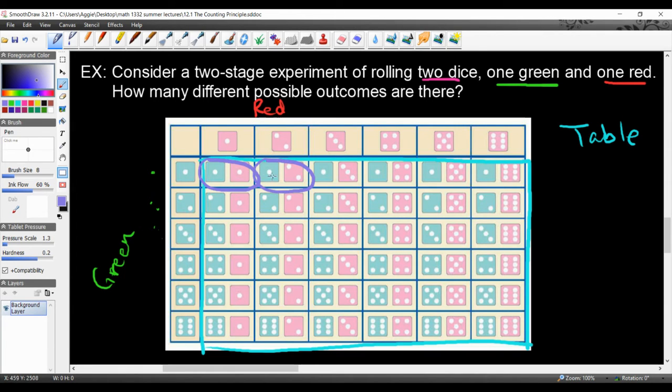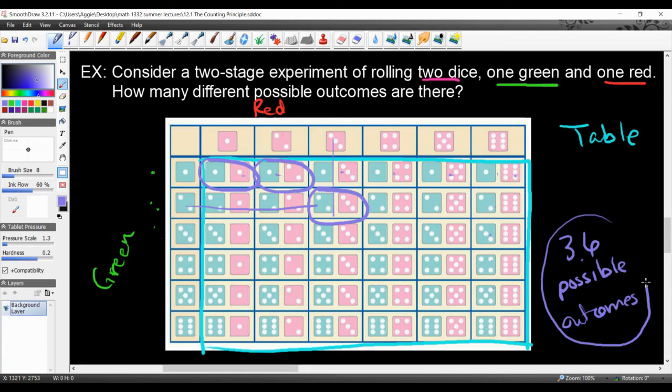You can kind of see they just kind of match up like this. So for instance, this one would be the green one is 2 and the red one is 3 and so forth. So you can see that we have, let's see, how many do we have? We have 1, 2, 3, 4, 5, 6 across and then 1, 2, 3, 4, 5, 6 down. So it looks like we have 36 possible outcomes. And that would be the answer to the question that I asked at the top.